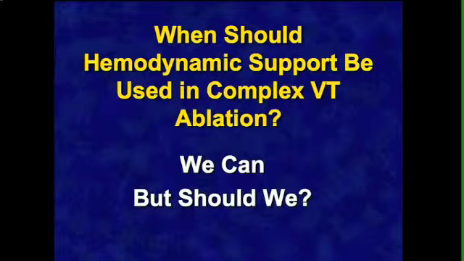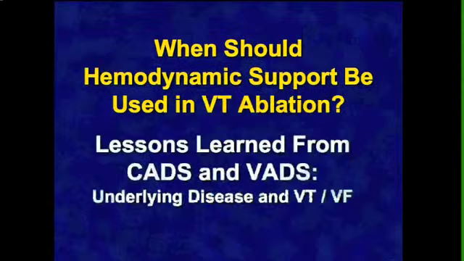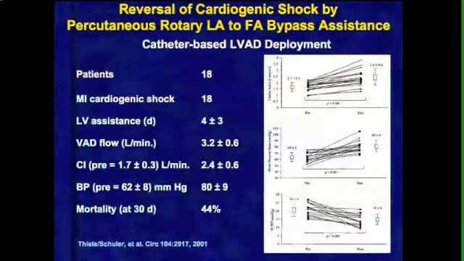But I just want to talk about this and see if we're doing this the right way. I think there are some lessons that can be learned from VADs and people who have VT and VF. If you use a VAD, a rotary pump from the LA to the femoral artery, kind of a tandem heart, here's one of the first studies that was done, and it increases the cardiac index, or the power index, it increases blood pressure, and it drops the wedge. So we know pumps work.